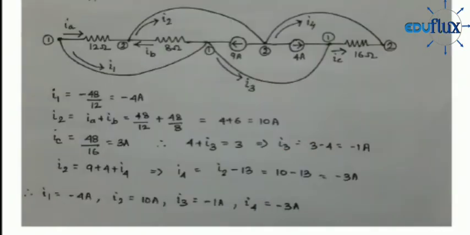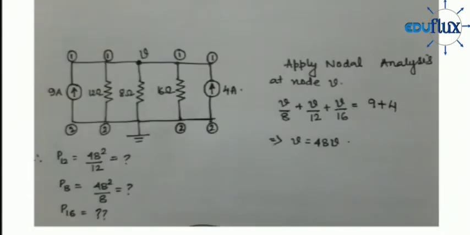All these currents are supplied by these two sources, 9 ampere and 4 ampere, right? So we write V by 8 plus V by 12 plus V by 16 equals 9 plus 4. Upon solving, this is a very elementary equation, you can all solve this. After solving this, we find V equals 48 volts. This V is in volts, right?